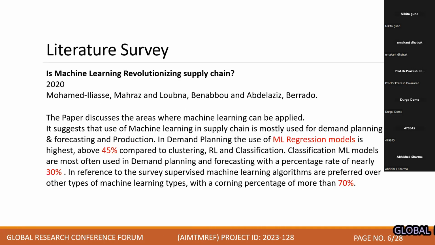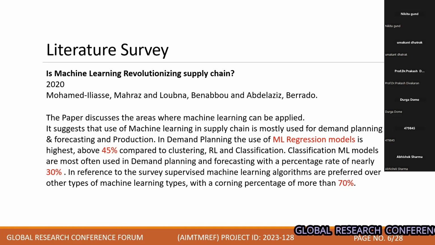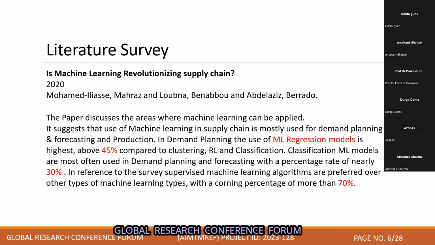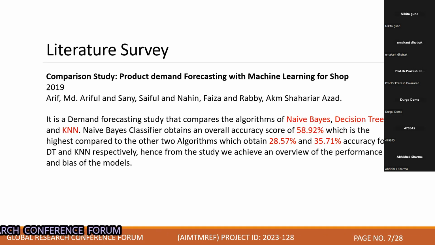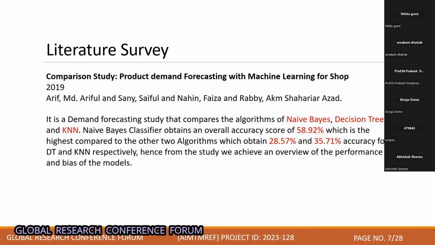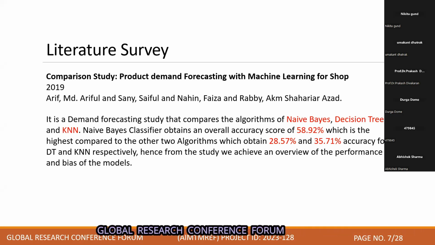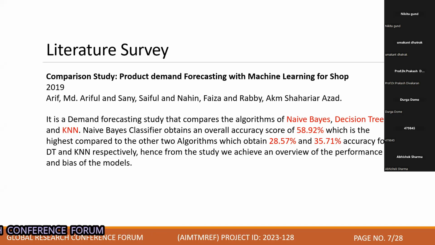So this is the literature survey. The paper titled Machine Learning Revolutionizing Supply Chain mainly focuses on the ML regression models that are used in demand planning more as compared to clustering, reinforcement learning, and classification. Our next paper is Comparison Study, Product Demand Forecasting with Machine Learning for Shop. This paper throws light on demand forecasting, comparing algorithms like naive-Bayes, decision tree, and KNN. Among the three algorithms, the naive-Bayes classifier obtains an overall accuracy of 58.92%, which is the highest compared to the other two algorithms.